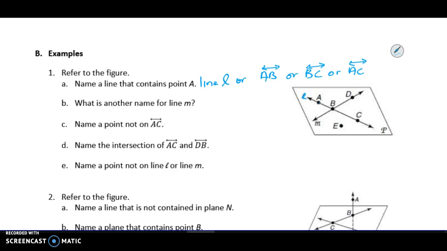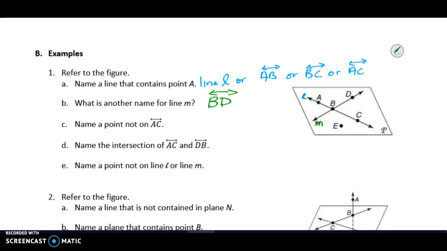You could say line BA, you could say line CB. As long as you are consistent as you name the same line, it doesn't really matter. The order does matter with naming stuff, we just have to pick one and be consistent. We'll talk more about that later. So what is another name for line M? I see the little M here, it's referencing that other line, naming it by the 2 points. BD. If you said DB, you also are correct.